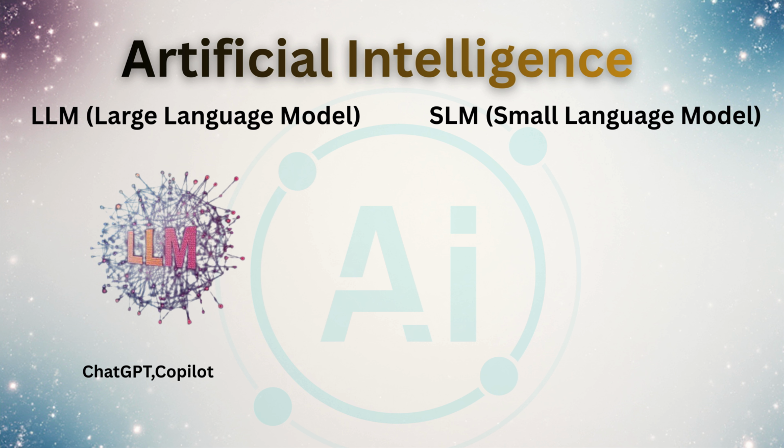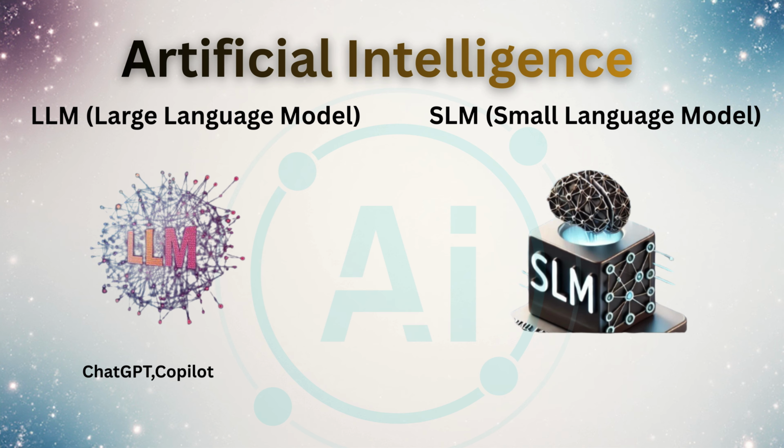On the other side, SLM, small language model. SLMs are smaller versions of AI models. They don't have the huge size like LLMs, but they are fast, efficient, and perfect for simple tasks. For example, Microsoft Phi and Google Gemma. SLMs are great because they can run on mobile phones, tablets, or laptops. They can work offline in some cases and give quick responses.